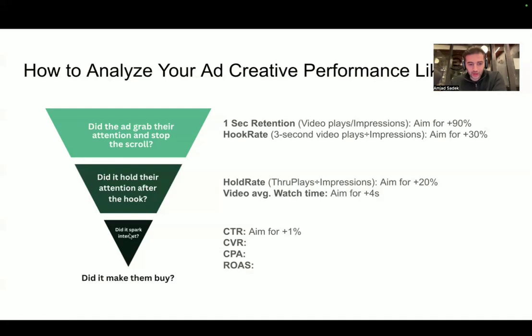And then, of course, did the ad spark interest? Here, our metric is CTR, so how many people are actually clicking on the ad? Here, we want to aim for more than 1%. And then, of course, did the ad make them buy or not? So we can analyze the conversion rate, CPA, and the return on ad spend.